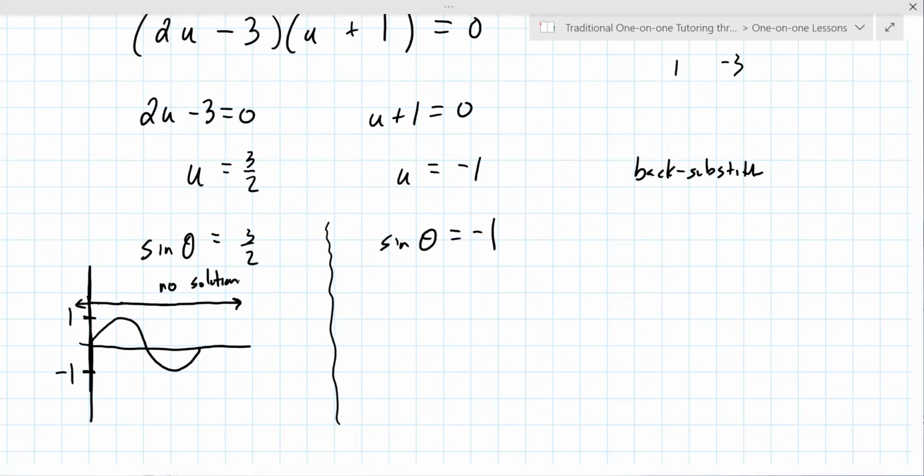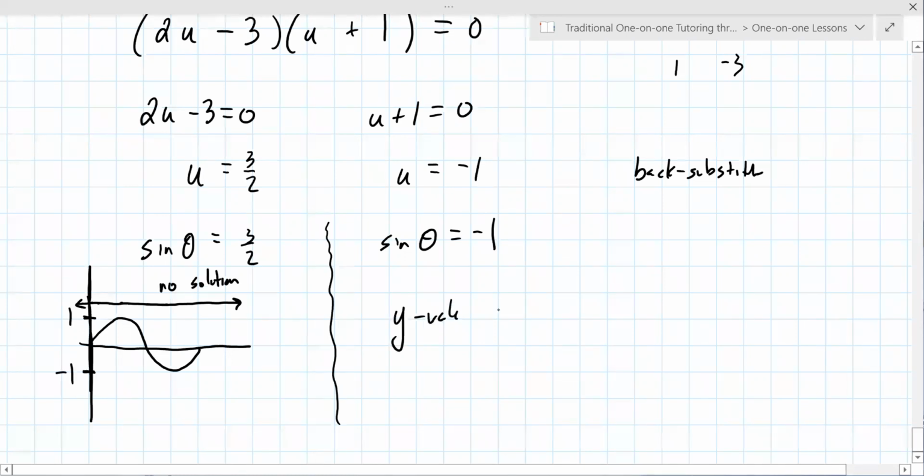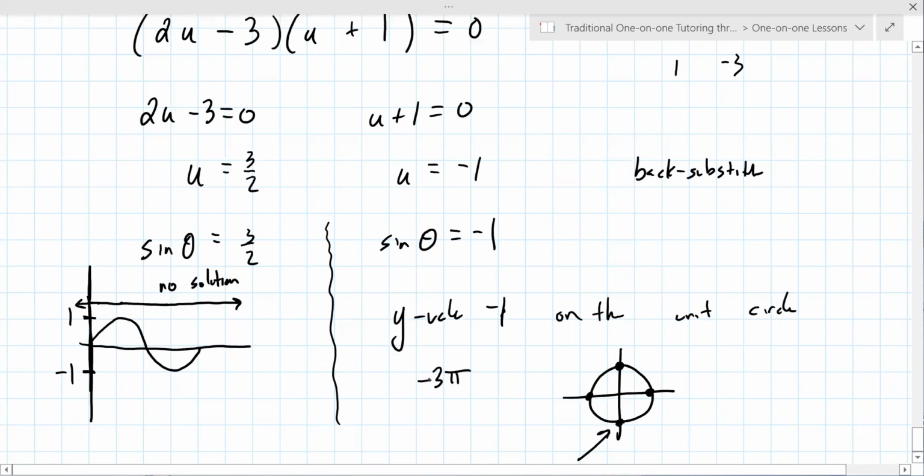On the right is the unit circle problem. Where is the y value -1 on the unit circle? If you look at the unit circle, it's only at the extreme points. So the y value is -1 down here, and that's at 3 pi over 2. So this one actually only has one answer.